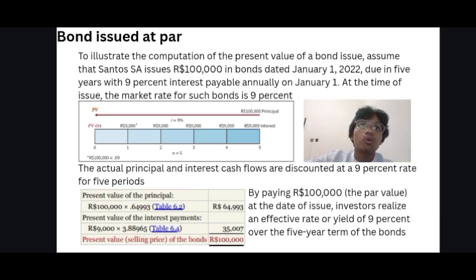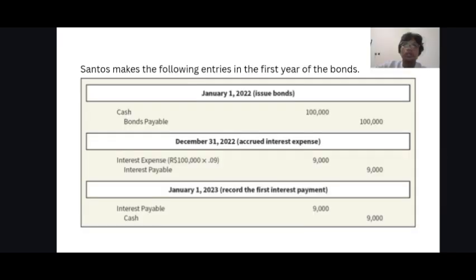By paying 100,000, the par value at the date of issue, investors realize an effective rate or yield of 9% over the 5-year term of the bonds. So these are the following entries in the first year of the bonds.